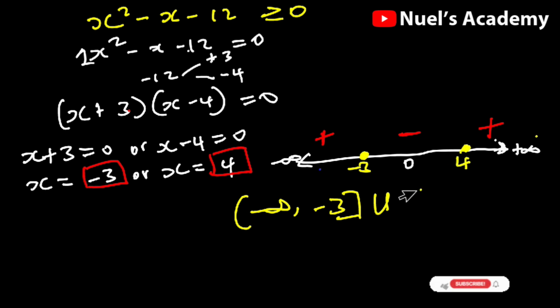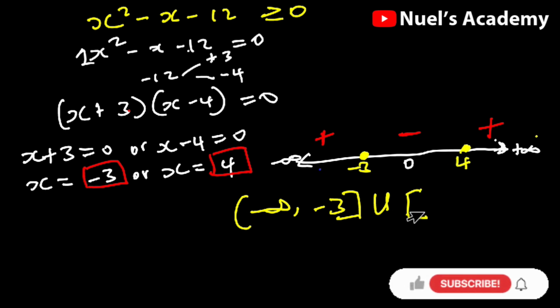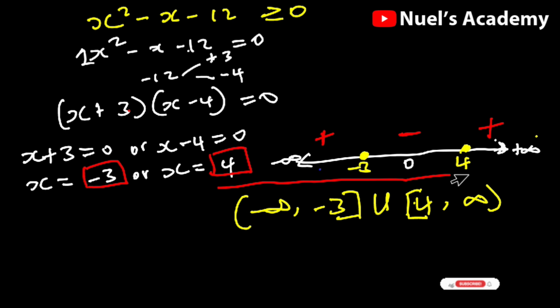I will also close it with this bracket because 4 is inclusive. So you have 4, then comma infinity. So this is the answer to this one.